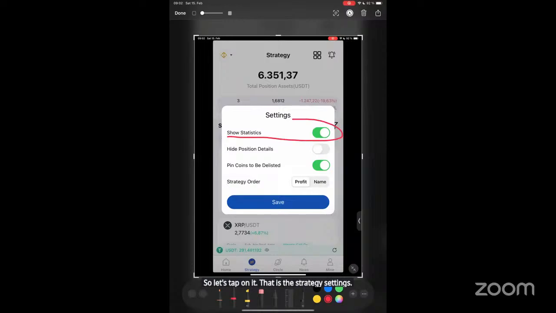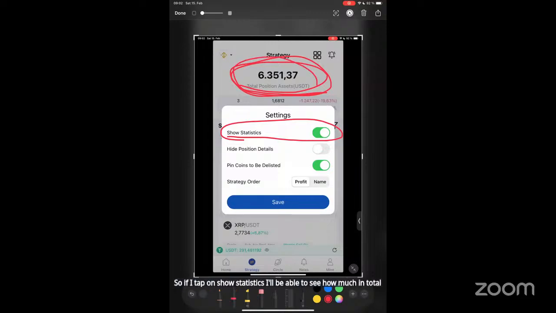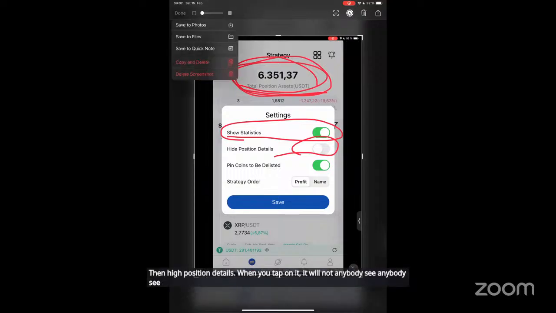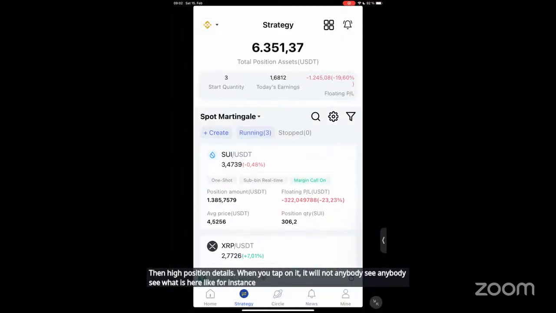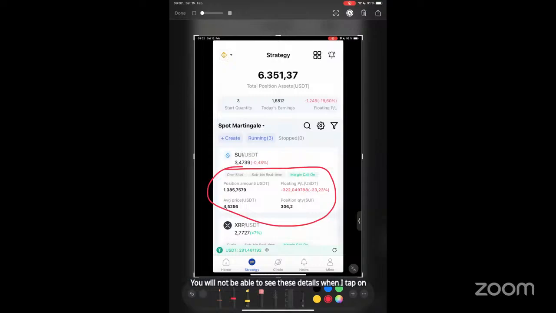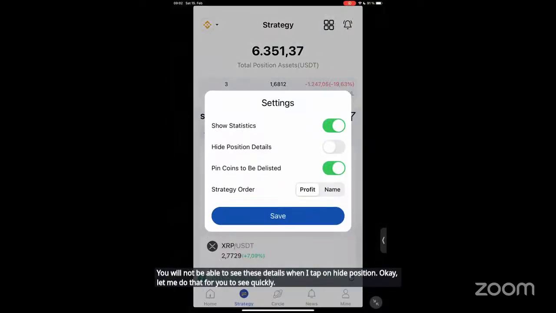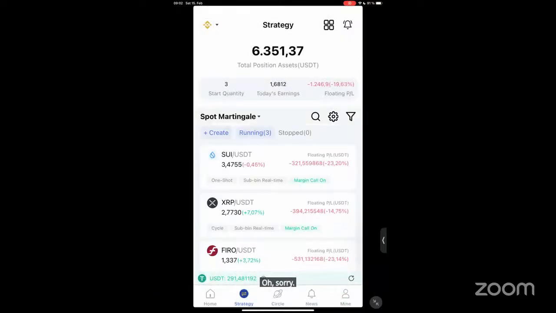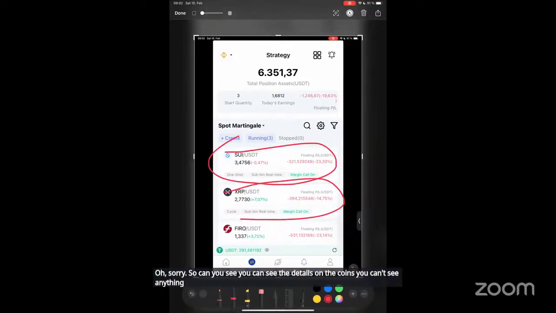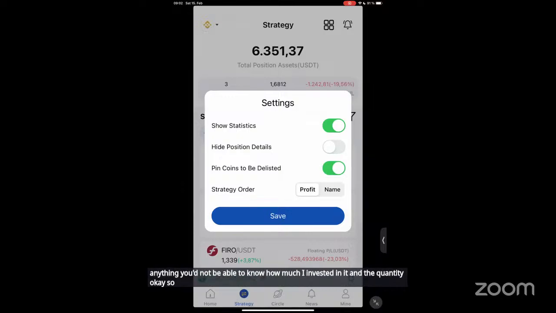If I tap on show statistics, I'll be able to see how much in total I've invested in the three coins. Then hide position details. When you tap on it, it will not let anybody see what is here. Let me do that for you to see quickly. Can you see? You can't see the details on the coins. You'll not be able to know how much I invested in it and the quantity. So that one, I always turn it off.